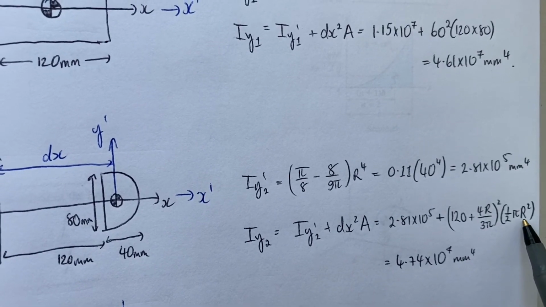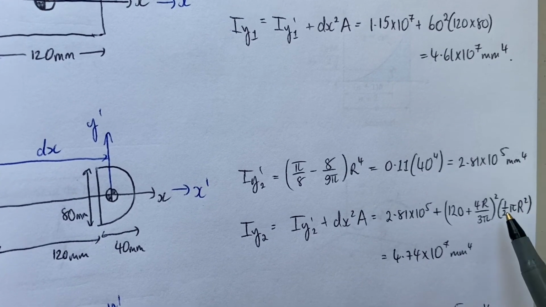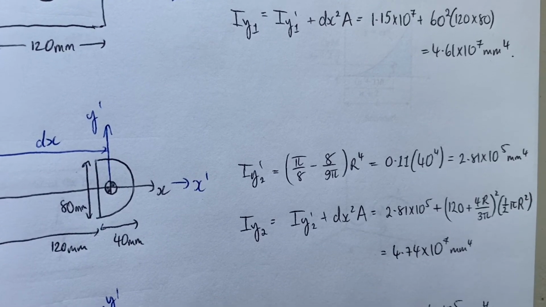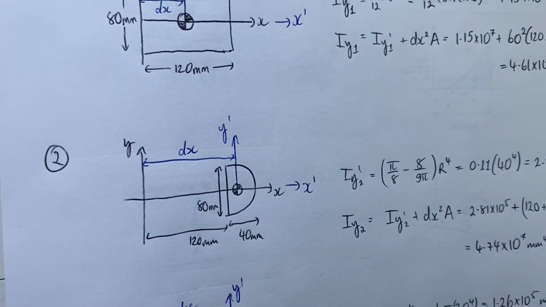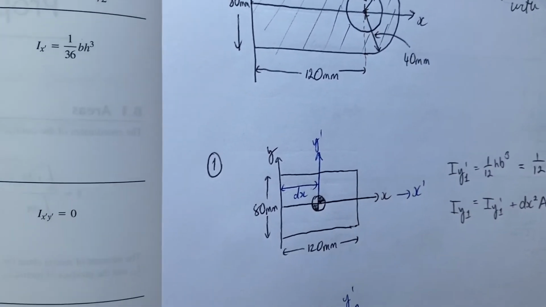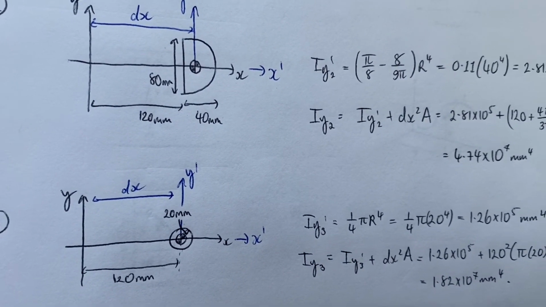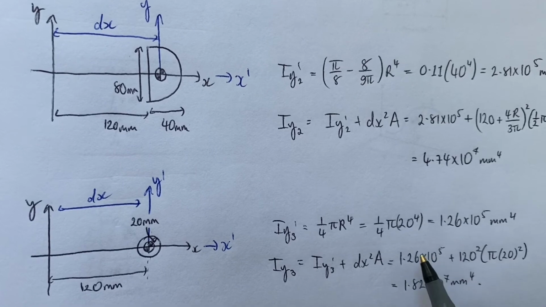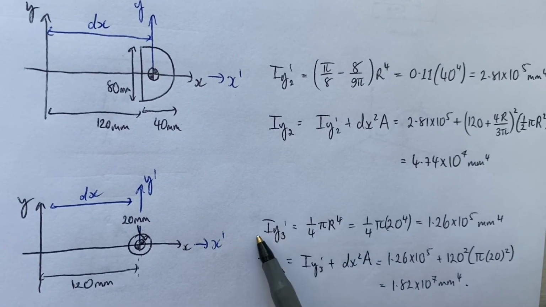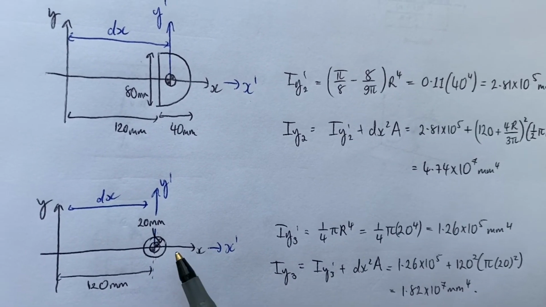And then the area of a semicircle is just half the area of a circle, right? Half pi r squared. So that's where this number comes from. And finally then, we need to deal with the cutout piece, right? The circle. So that's what I've drawn over here. Again, standard results from the textbook. I need to work out what the moment of inertia about the y-axis is, if that's centered on its centroid.